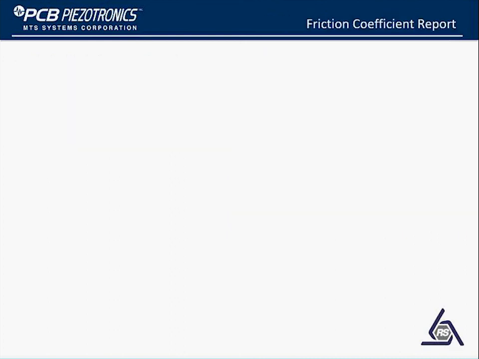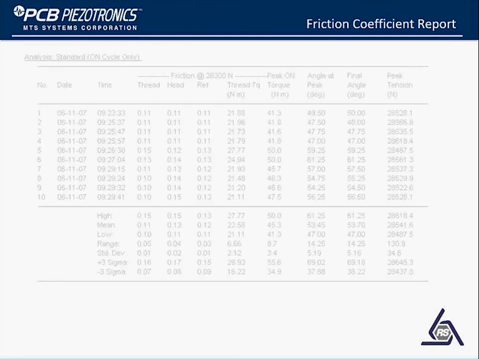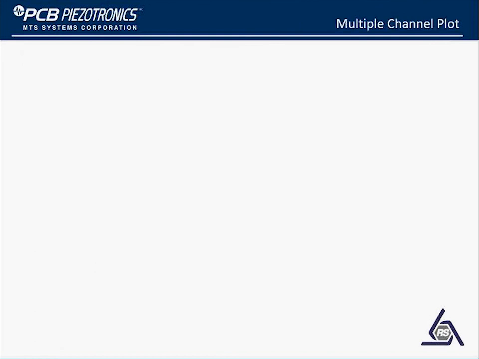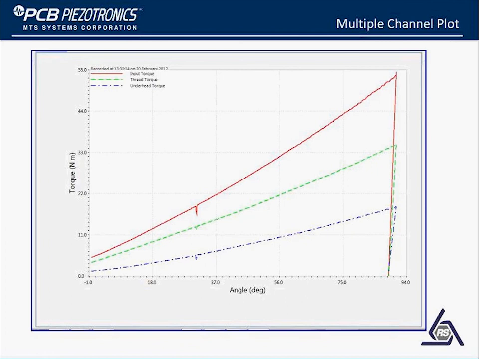The type of equipment will depend on what's required by the customer. Some customers may require numeric data only, such as this frictional report. Some customers may require graphing data in addition, something that can graphically display the amount of torque being applied to the fastener balanced with the amount of torque that's overcoming friction under the head or friction in the threads.